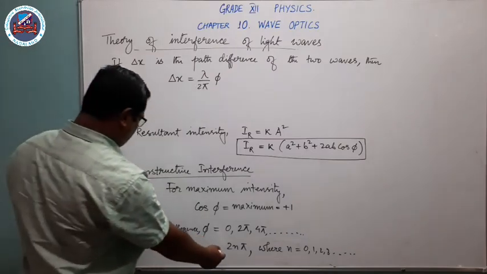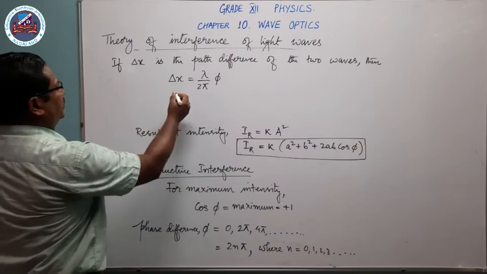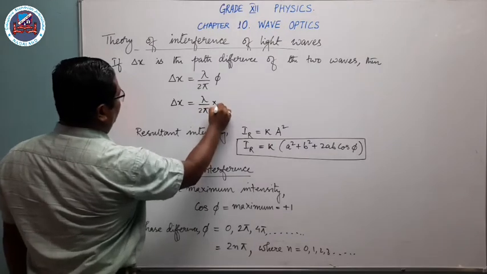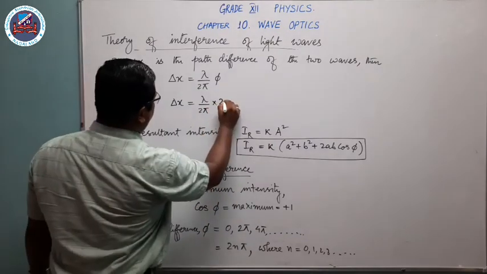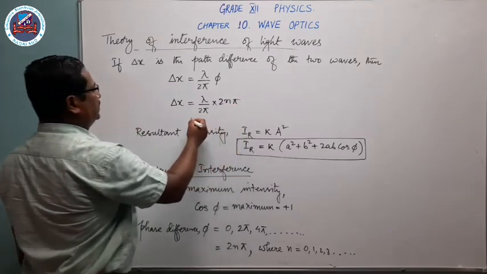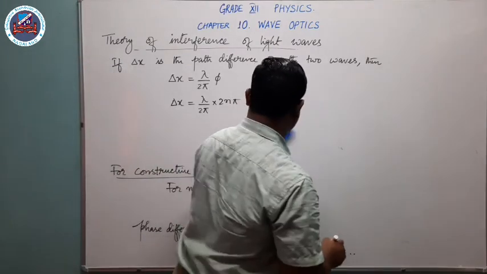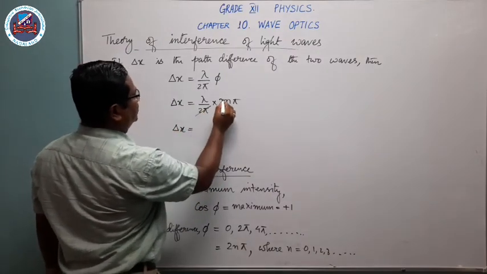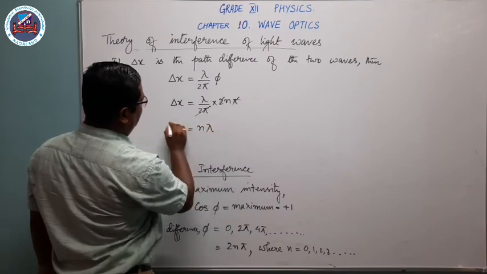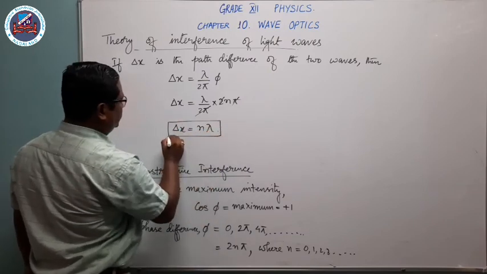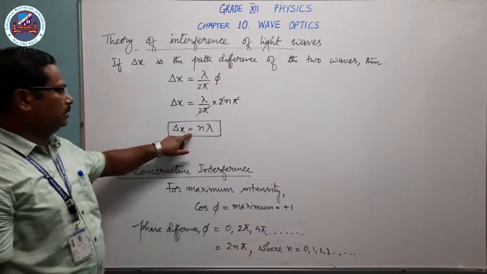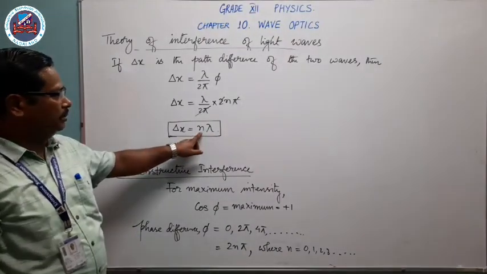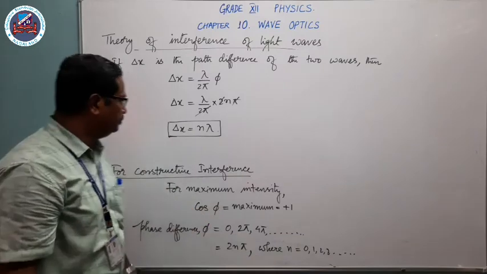Then if you put this phase difference here, delta x, or path difference, will be lambda by 2 pi times phi, and the phase difference is 2 n pi. Here pi you can cancel, 2 also you can cancel, and you will get n lambda. So for constructive interference, the path difference should be equal to n times lambda, where n can be 0, 1, 2, 3 and so on.